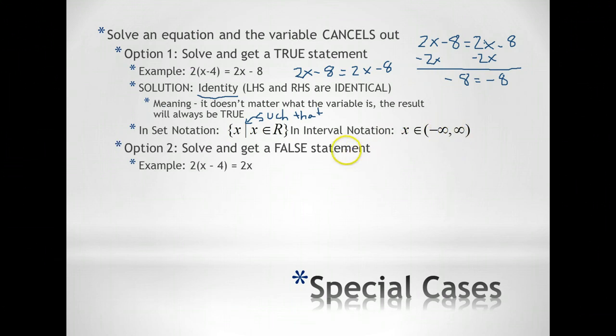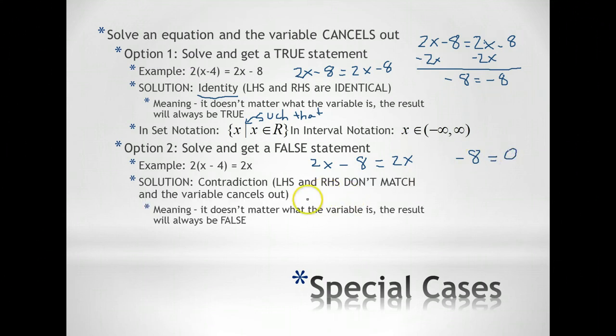Now, the next option is what happens if I solve it and I get a false statement. So this is true. Negative 8 equals negative 8 is true. But instead, if I have 2x minus 4 equals 2x, when I distribute the 2x, I get 2x minus 8 equals 2x. And again, if I subtract 2x from both sides, I get negative 8 equals 0.